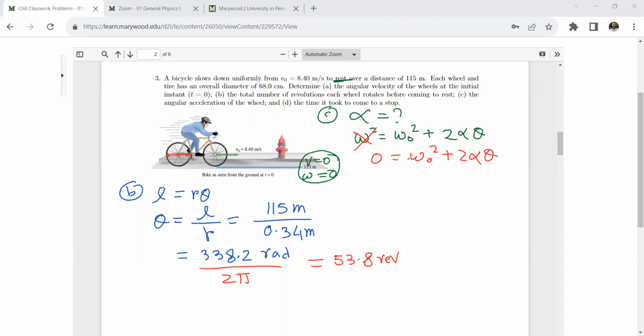We have to calculate alpha. So 2 alpha theta equals minus omega 0 squared. So alpha equals minus omega 0 squared divided by 2 theta. Now omega 0 we calculated in the first problem, and it was 24.7 radians per second. So that is the omega 0.